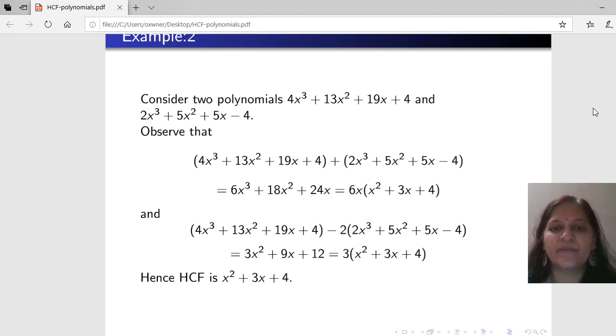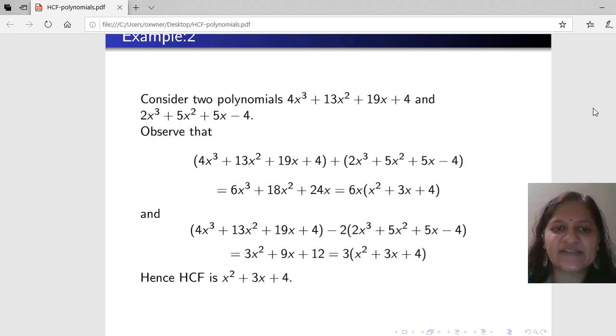Consider two polynomials 4x cube plus 13x square plus 19x plus 4 and 2x cube plus 5x square plus 5x minus 4. These two are cubic polynomials, that is degree is 3, and as degree is bigger, the factorization is still difficult. Now observe the constant terms. Those are 4 and minus 4. So we can add these two polynomials to remove the constant term. So adding these two polynomials, we get 6x into x square plus 3x plus 4.